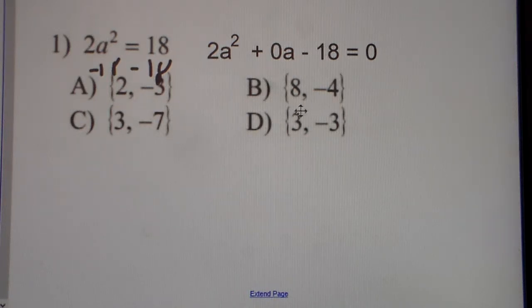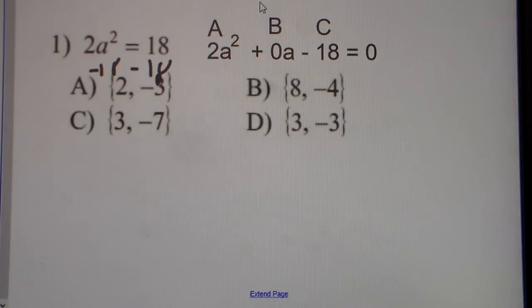To solve this quadratic equation, we have to identify our a, our b, and our c. Our a is the first number, 2. Our b is 0 in this case. And our c is negative 18. Now we have to put it into the quadratic formula.